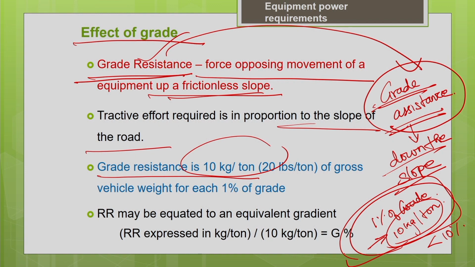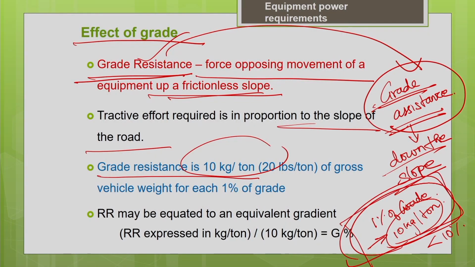There is sufficient information in different literature which I have cited in the references towards the end of the lecture. You can go through it. You can find tables which provide the grade resistance for different percentages of gradient. For different slope percentages, you can directly take the grade resistance from the literature. Or you can go by the simple guideline, but this is valid for smaller slopes till 10%. For every 1% of grade, your grade resistance is 10 kg per ton.